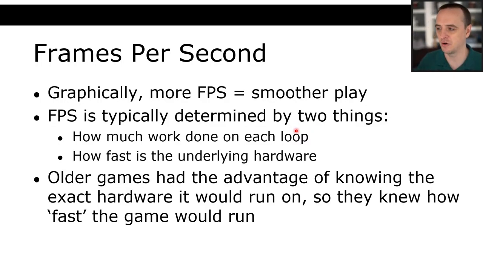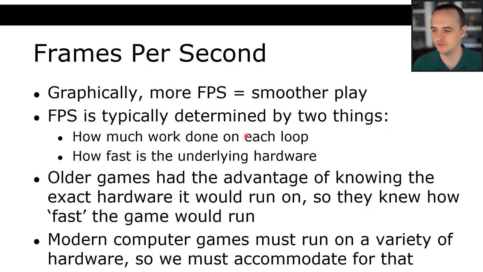If we talk about older consoles back in the day, well, I guess all consoles have this advantage, but older games especially had the advantage of knowing the exact hardware they were going to be run on. Like, if I'm making Super Mario Brothers for the NES, I know it's going to be running on an NES. So they knew exactly how fast the game would run because it's only ever running on one CPU. It'll never change. But modern computers must run on a variety of hardware, right? So if you make your project for this course, and you run it on a lab machine on campus versus your laptop versus your gaming desktop at home, ideally, it's going to run at the same speed no matter which hardware you're running it on. So how can we accomplish that?